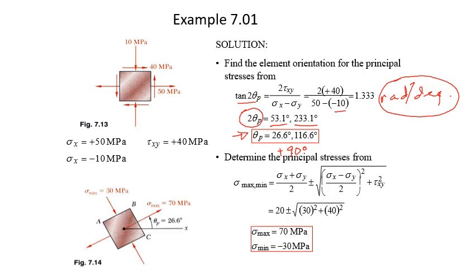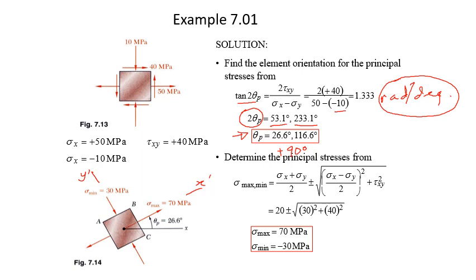Then use the equation for principal stresses. There is theta. So if you draw, first theta is positive 26.6. So from x going to x prime, this direction here. So theta p is 26.6 positive, counterclockwise. The second angle, 116, will give you this direction here, y prime, plus 90 degrees.